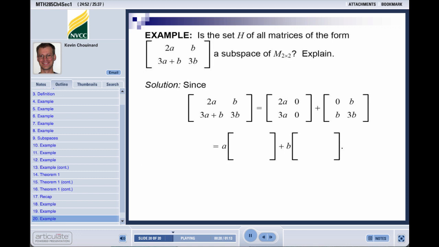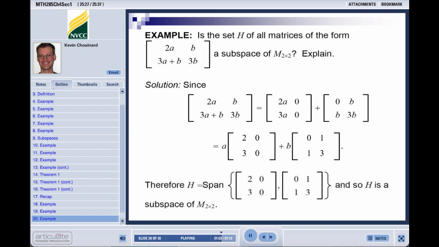And so let's split it up. Let's separate the A components of each term and the B components of each term, and then factor out the A and the B. But when we do that, what we're saying is that each vector in this subcollection is in the span of two vectors, where the two vectors are the matrix 2, 0, 3, 0 and the matrix 0, 1, 1, 3. Since H is a subcollection of vectors in that span, H has to be a subspace, because anytime you have a span, you have a subspace.